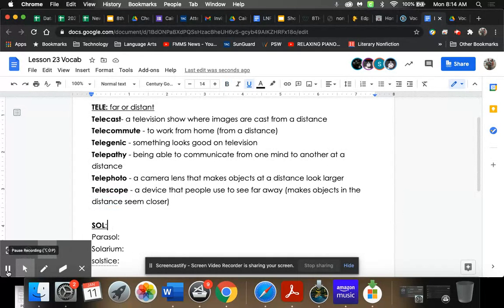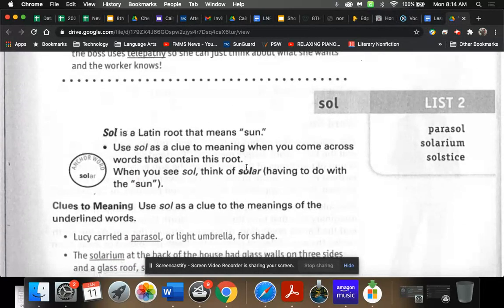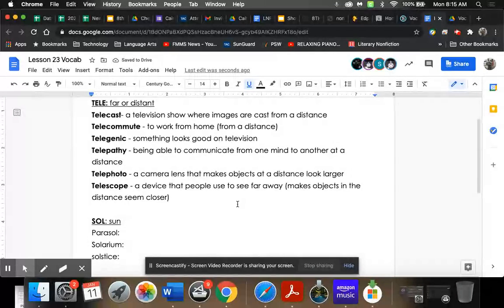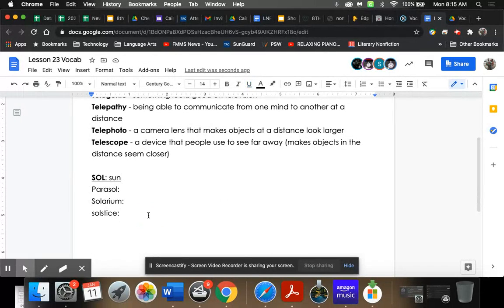The next root is sol, and according to the book pages, well, yes, sol means sun. Okay, and we have three words that have to do with sol: parasol, solarium, and solstice. And hopefully you know the word solstice from science, okay? We'll just go in order.